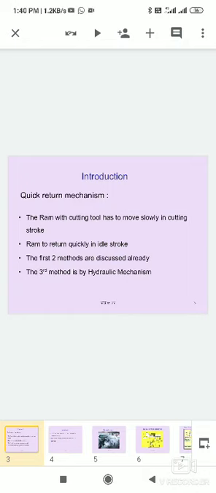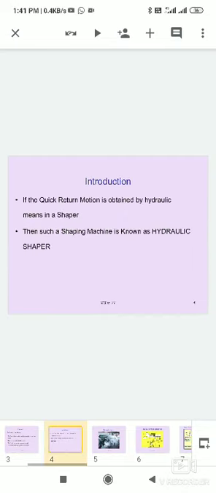The ram with the cutting tool has to move slowly in the cutting stroke, and the ram has to return quickly in the idle stroke. The first two methods are discussed already. The third method is the hydraulic mechanism. In this hydraulic mechanism, the ram returns quickly in the idle stroke.